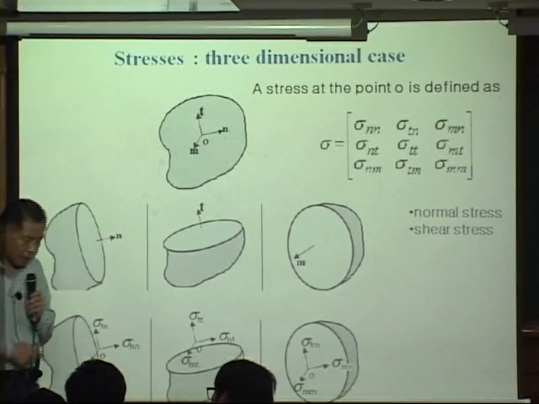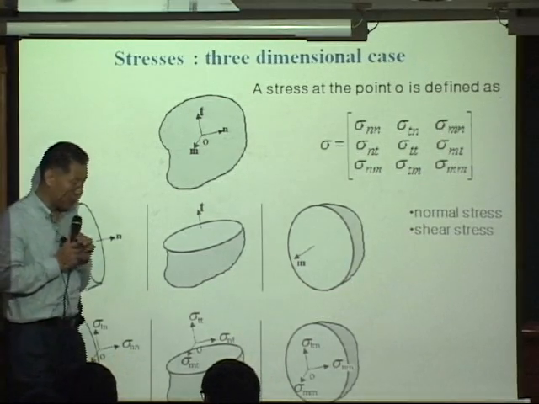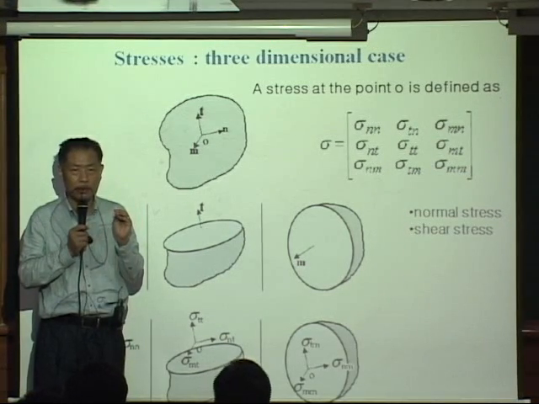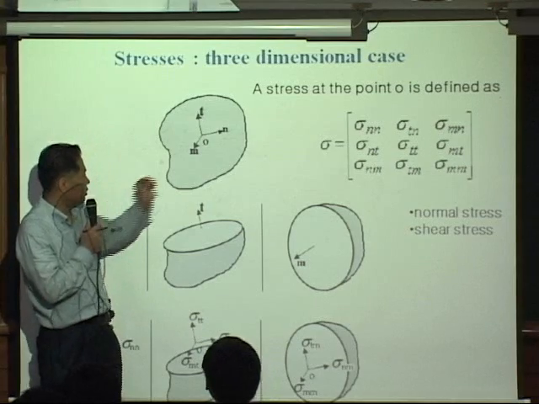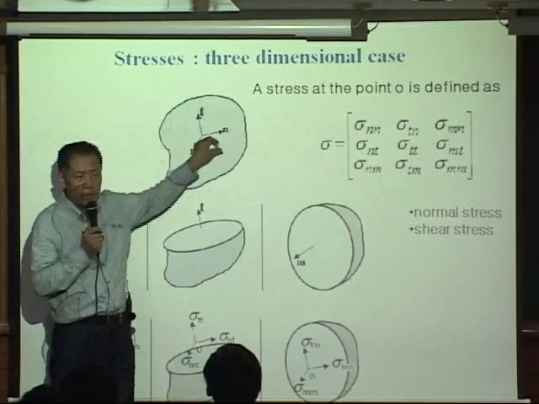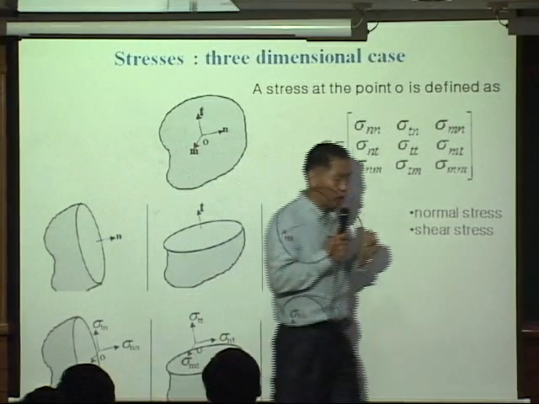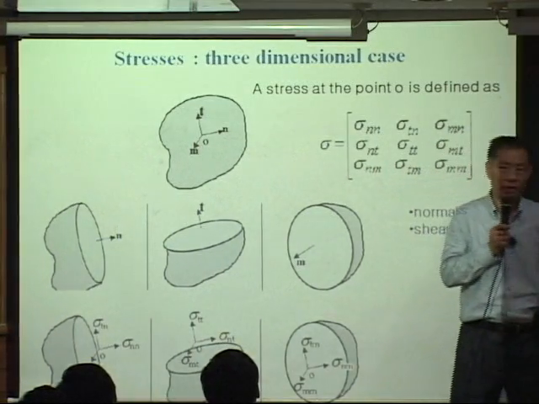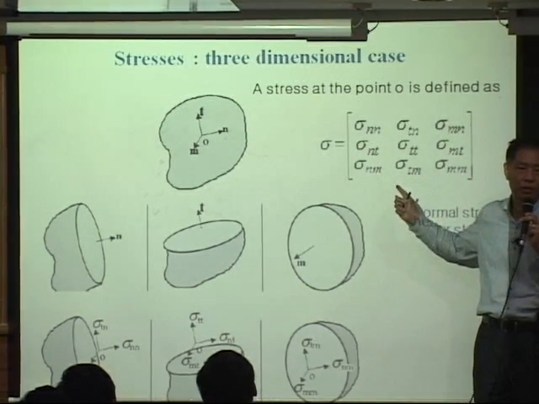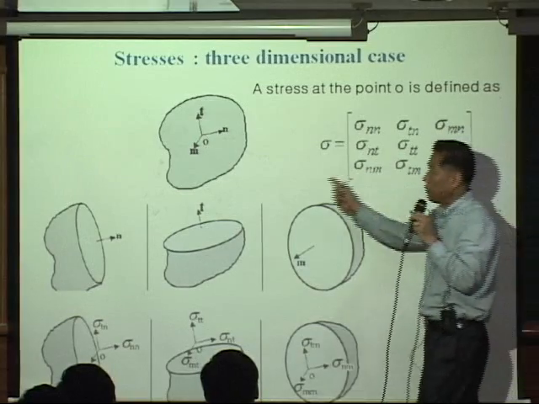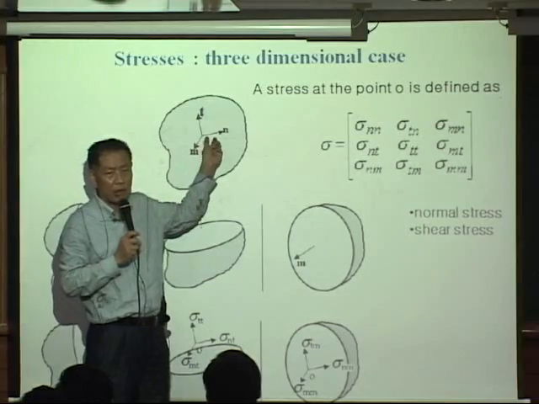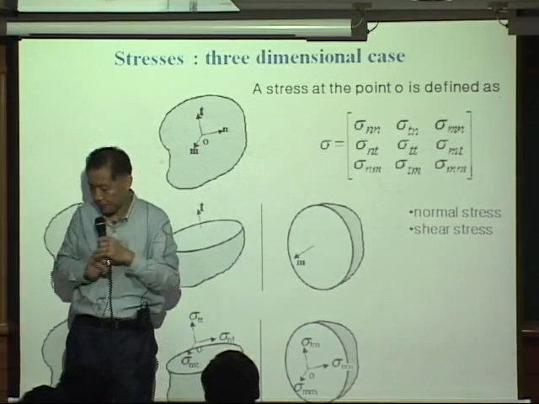So mathematically, we can have many different expressions for physical quantities at point O. There are quantities called scalar, vector, and tensor. Why do we need 9 components to describe a physical quantity like stress at a point O?